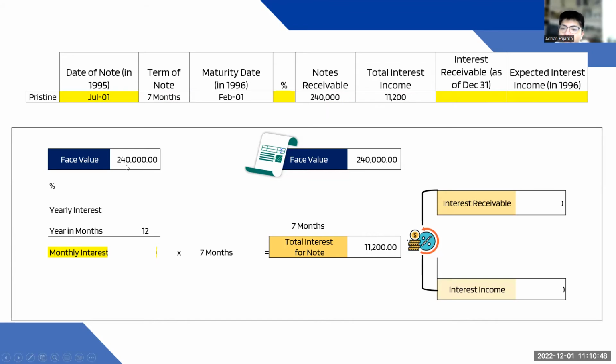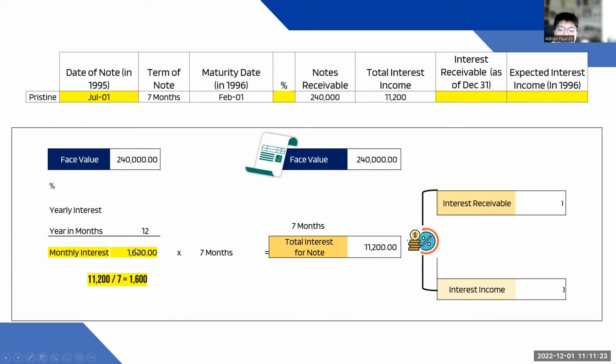Next, let's look for the 3 missing pa. So we plug in the notes receivable of 240,000, the total interest income of 11,200, and the 7 months. So now, the very first thing is that we can solve for the monthly interest by looking at the total interest of the note. We know that 11,200 represents 7 months worth. So in order to get monthly interest, we can do 11,200 divided by 7 is equal to 1,600. So 1,600 yung monthly interest.